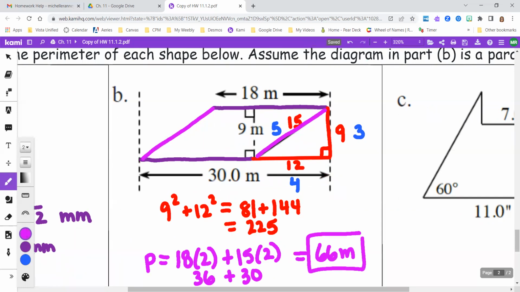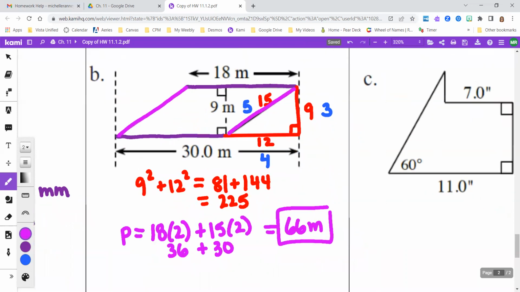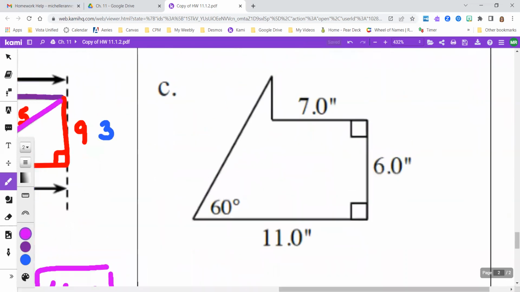On C, we have an irregular shape. We know that this whole side is 11. We know this side is 6. We know this side is 7. What I need to find is this piece and this piece. So when I am doing this, what I know is the following.